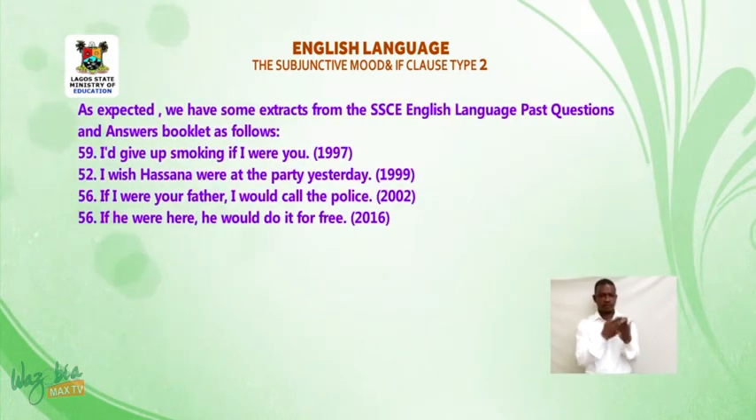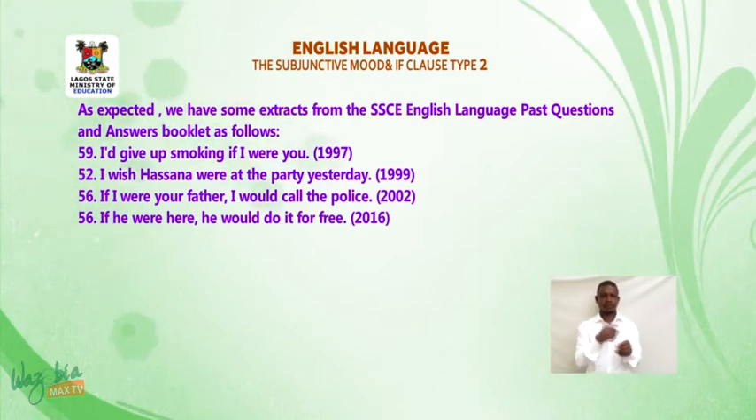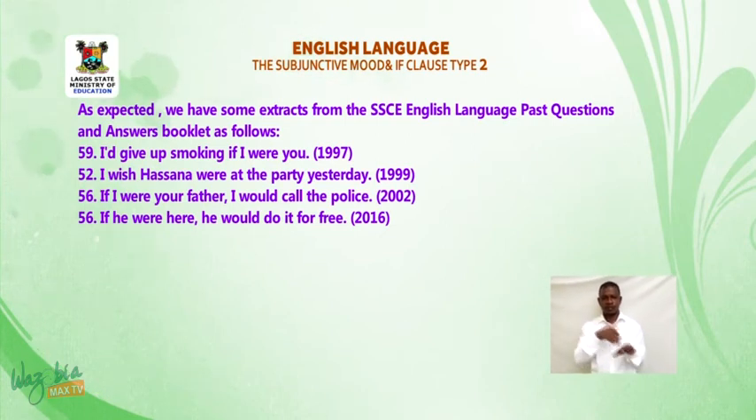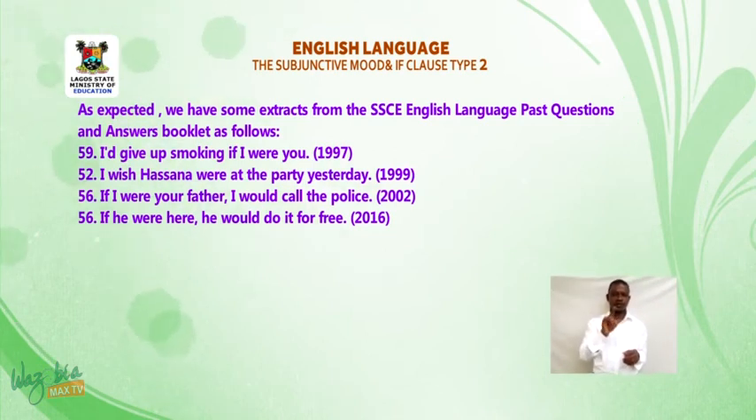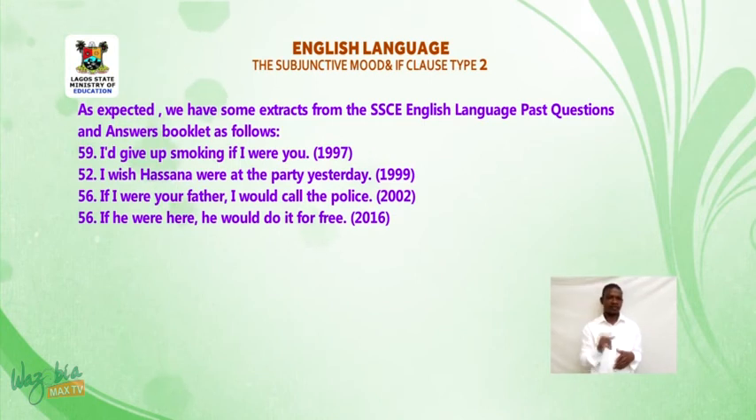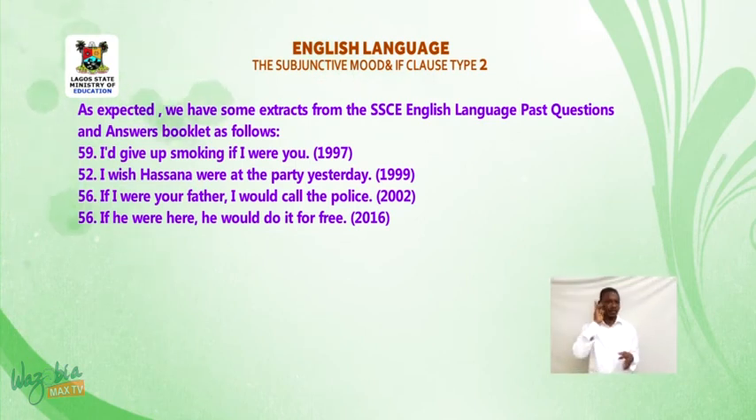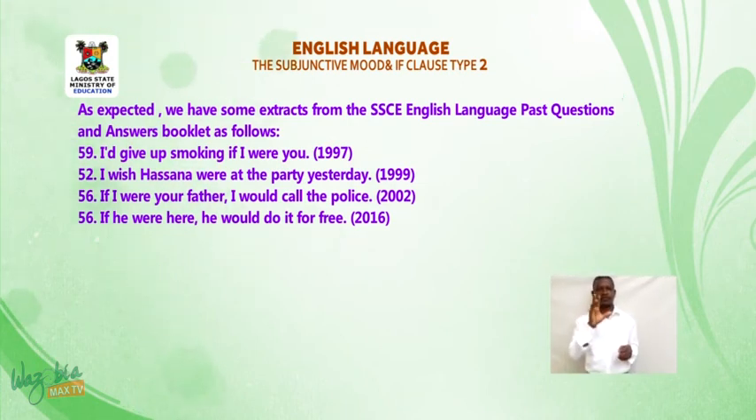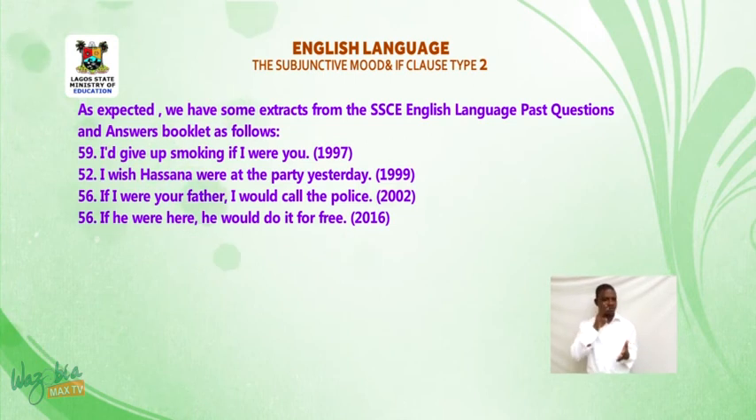As expected, we have some extracts from the SSE English language past questions and answers booklet. Number 59 of 1997 says, I'd give up smoking if I were you. Number 52 of 1999 says, I wish Hazana were at the party yesterday. Number 56 of 2002 says, if I were your father, I would call the police. And number 56 of 2016 says, if he were here, he would do it for free.